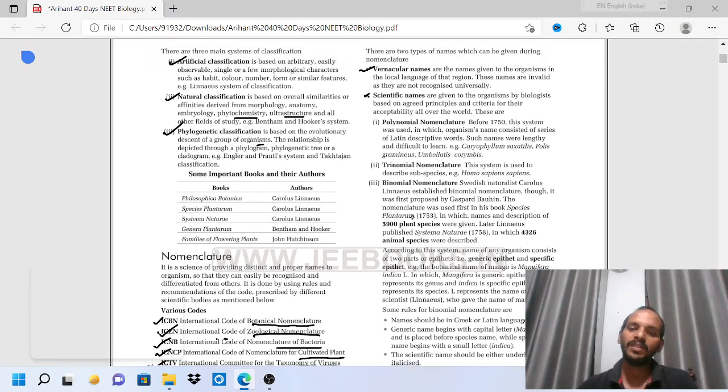Scientific names are of three types: polynomial nomenclature, trinomial nomenclature, and binomial nomenclature. Polynomial nomenclature contains genus, species, and different further names. So it is known as polynomial. Poly means many. Trinomial nomenclature contains genus, species, and a third name. So it contains three names. So it is trinomial nomenclature.